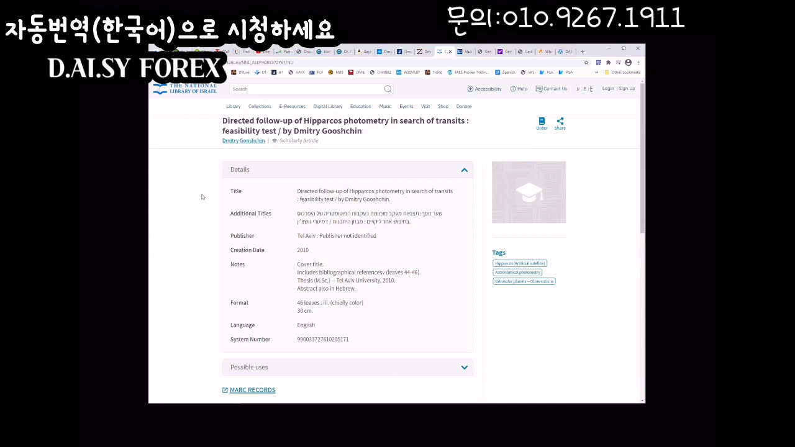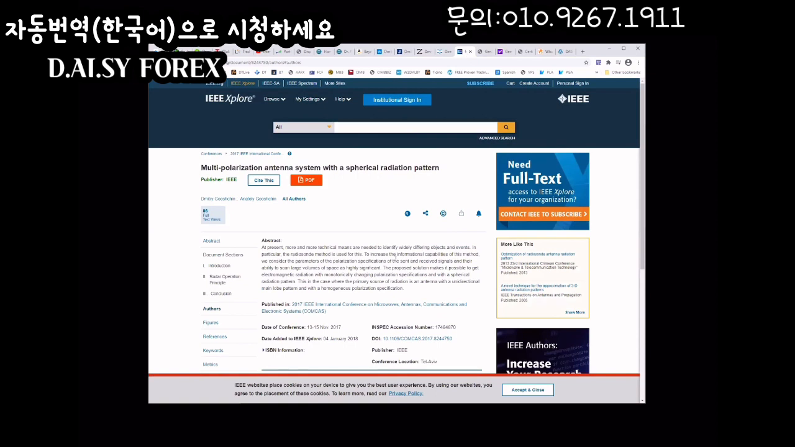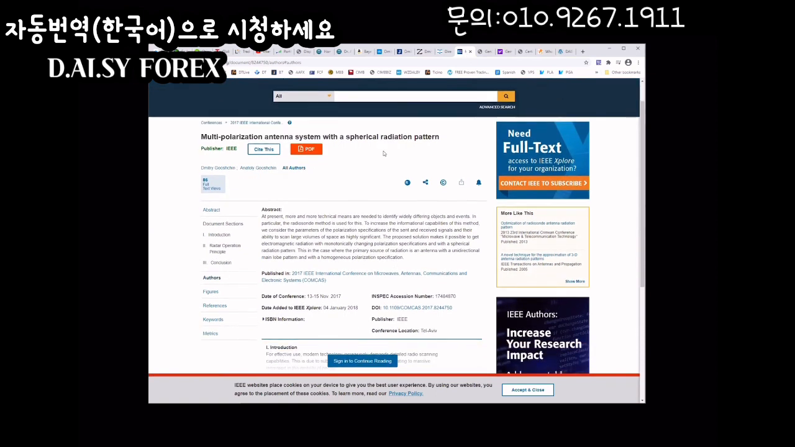Is he also a published author? Well, let's look at the National Library of Israel. We find here that he has published some in-depth documents, and I'm not even going to go into those because they're way above my pay grade in terms of their complexity. Has he presented? Certainly in his area of specialty, we see that he's presented at a particular conference in 2017, the International Conference on Microwaves, Antennas, Communication and Electric Systems.